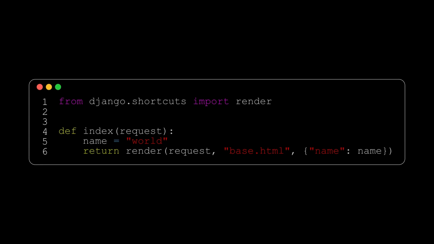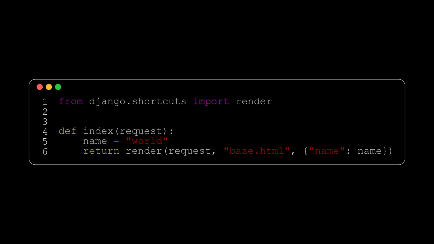Next, we are going to create a new function called index. This is our view function that is going to have request as an argument. This is the HTTP request object that we were talking about before, sent by the browser of the user.